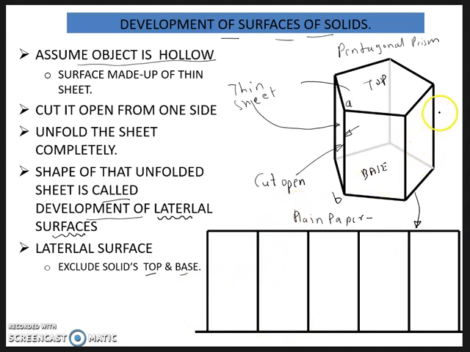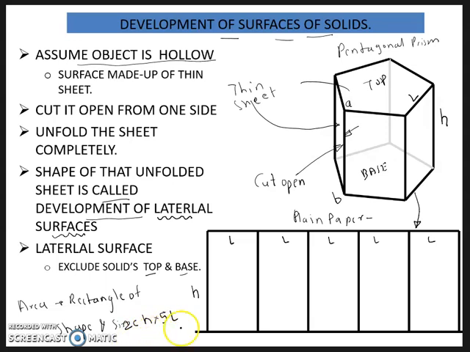So if the height of the prism is h and the length of each side of the pentagon of the prism is l, then your development will be h and then 1, 2, 3, 4 and 5. So the total area of the development will be a rectangle of size h by 5l. So this is broadly what you understand by development.